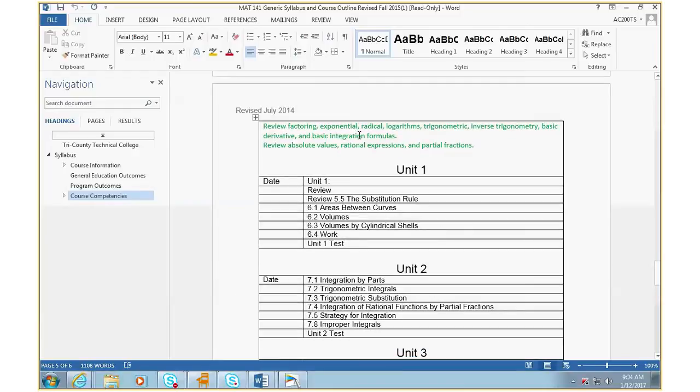Exponentials, I don't think I need to go through exponentials. Radicals, logarithms.